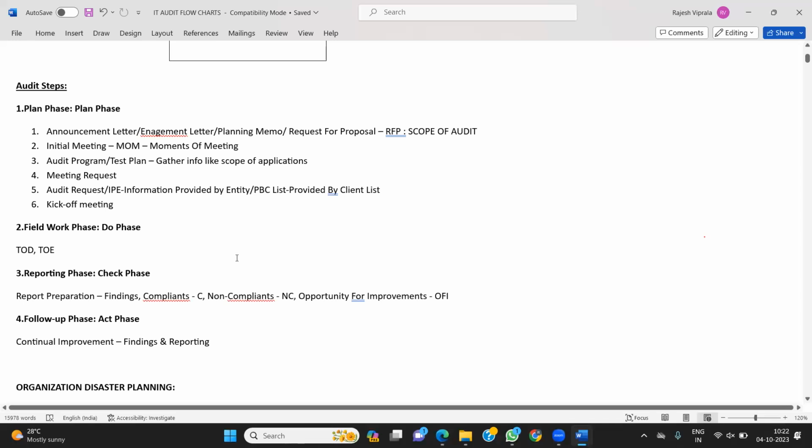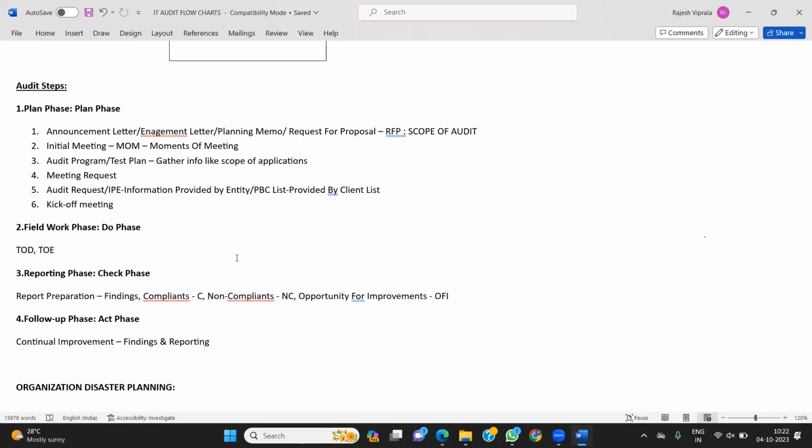So in this compliant and non-compliant, you understood that if the evidence is meeting the requirement of the control, it is going to be compliant. If the evidence is not going to meet or satisfy the control requirement, then it will be considered non-compliant. So that's about the effectiveness.